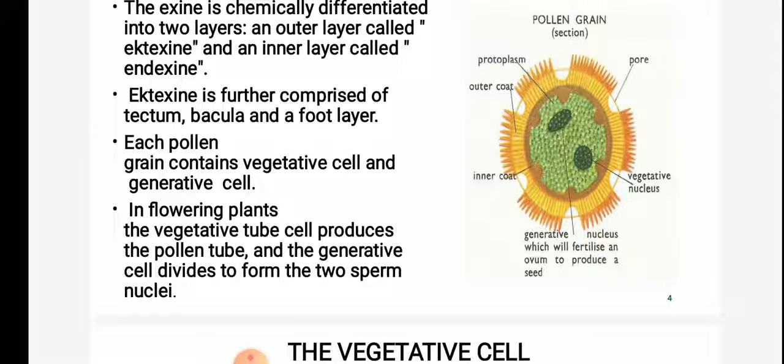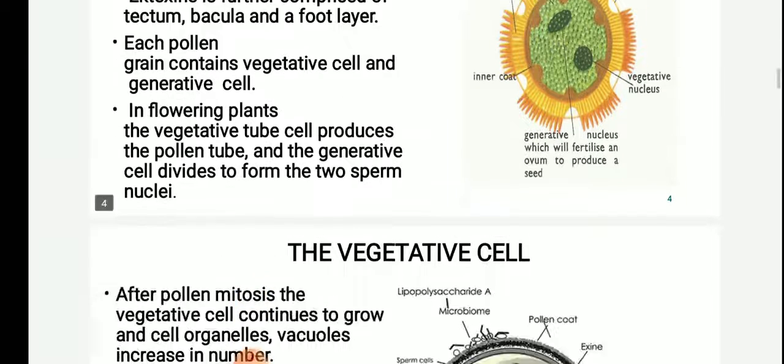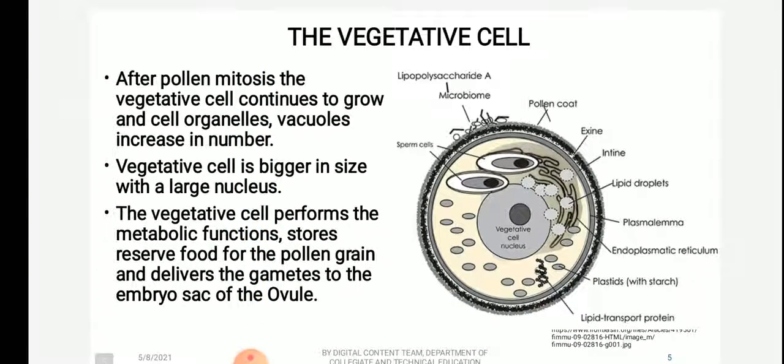This cytoplasm nucleus divides unequally to form the larger vegetative cell and a smaller generative cell. The larger vegetative cell or a tube cell is going to form the pollen tube. The generative cell is going to form the two sperm cells. Now let us take up the structure of vegetative cell in detail. So in this session we are going to study the structure of vegetative cell, generative cell, and we are going to learn about the concept called the male germ unit concept.